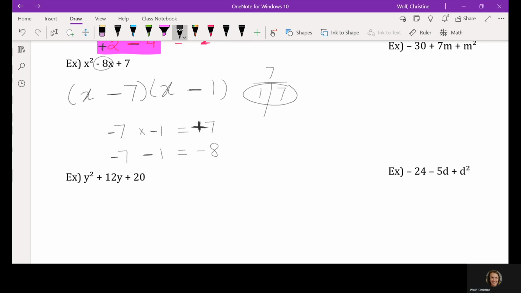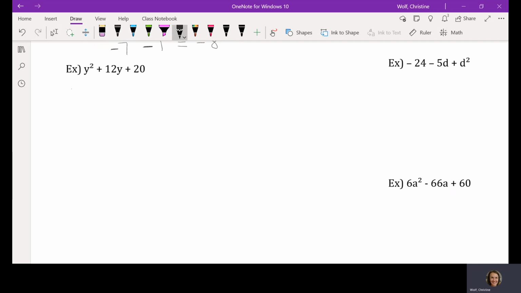Moving on. All right. y is our letter this time. So I have two brackets with y's in them now. All right. So I have to think of two numbers that multiply for 20. 1 times 20, 2 times 10, 4 times 5. Those are my options. So you're going to look at your three options here and tell me which of these three pairs could somehow add or subtract to give us the middle number, 12.